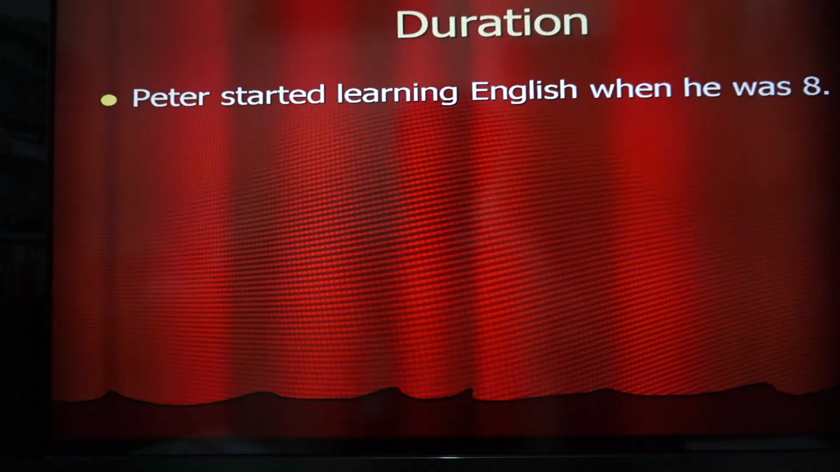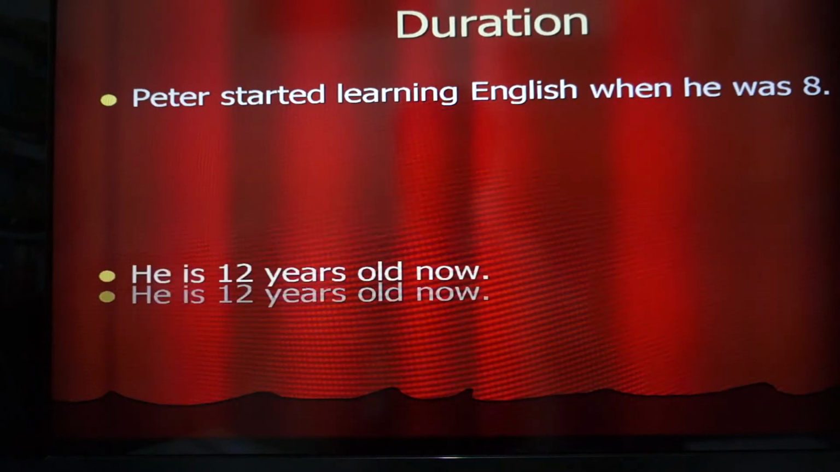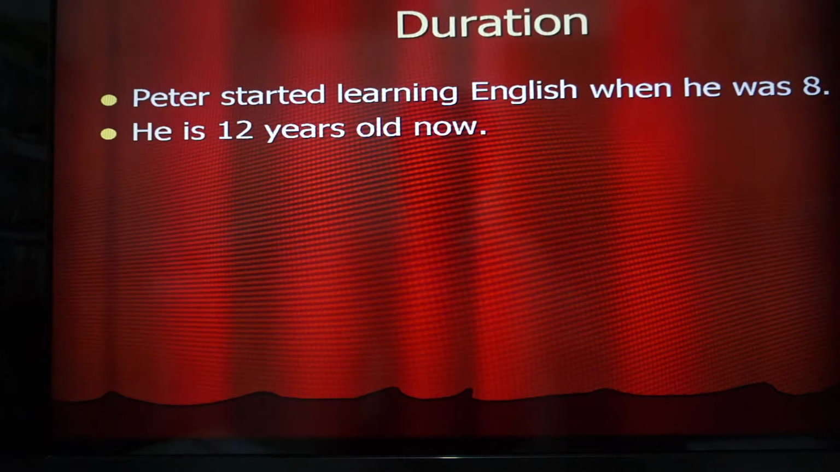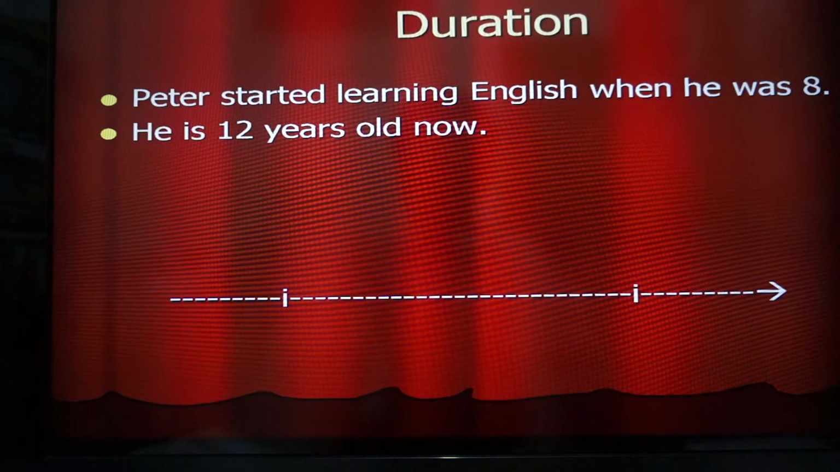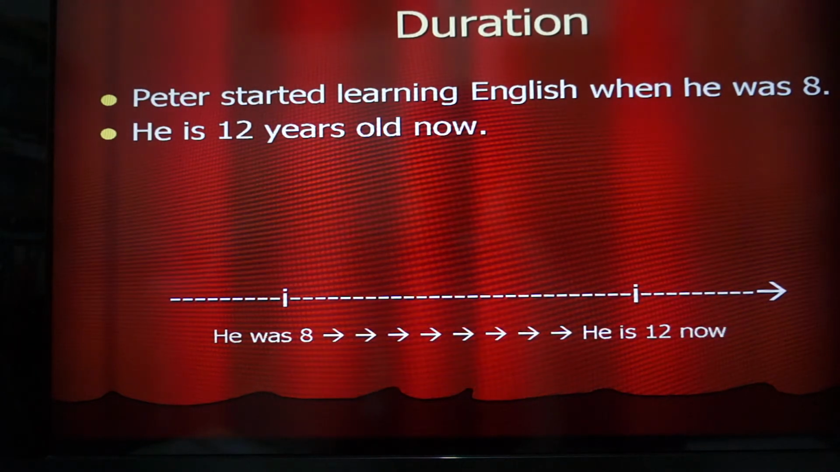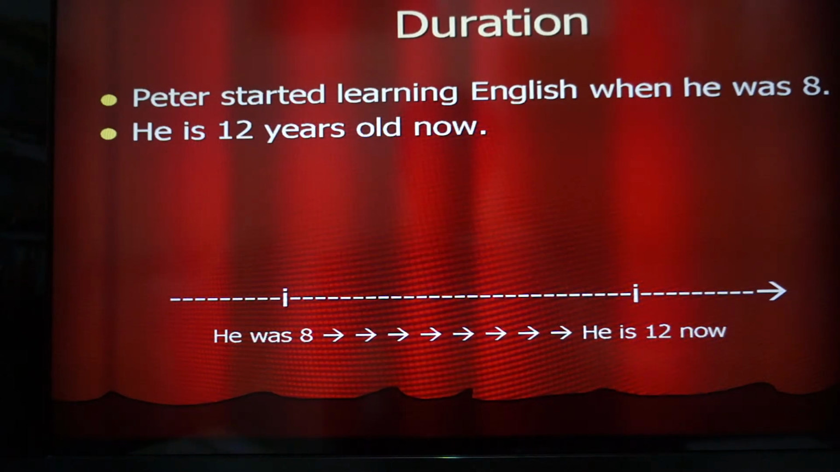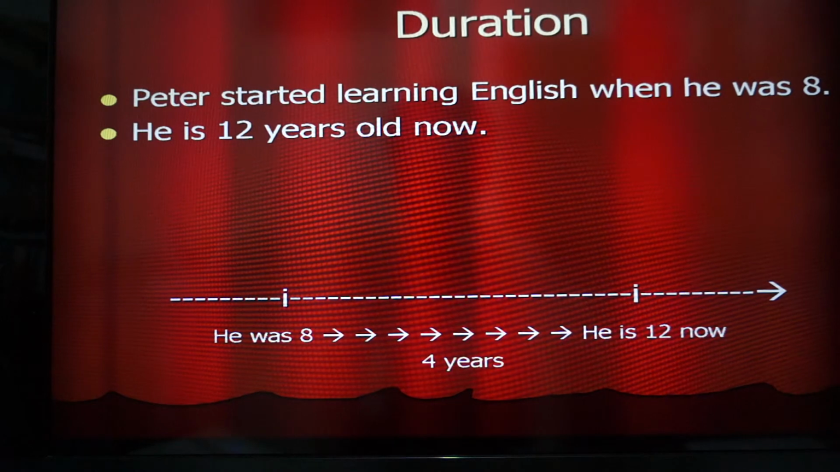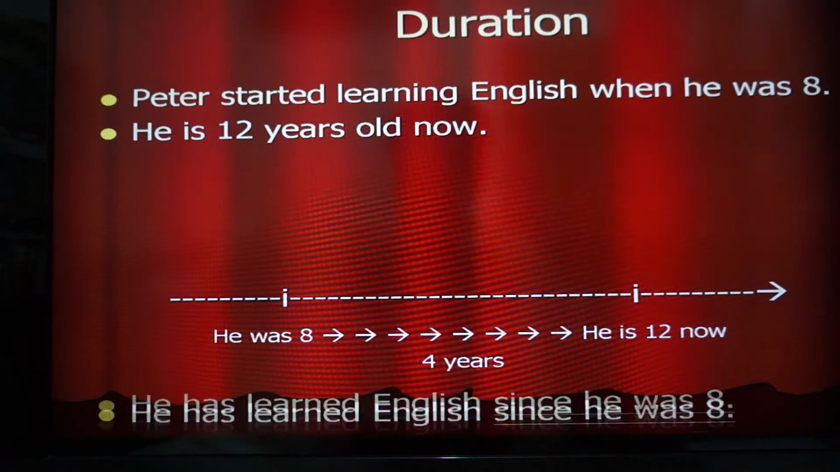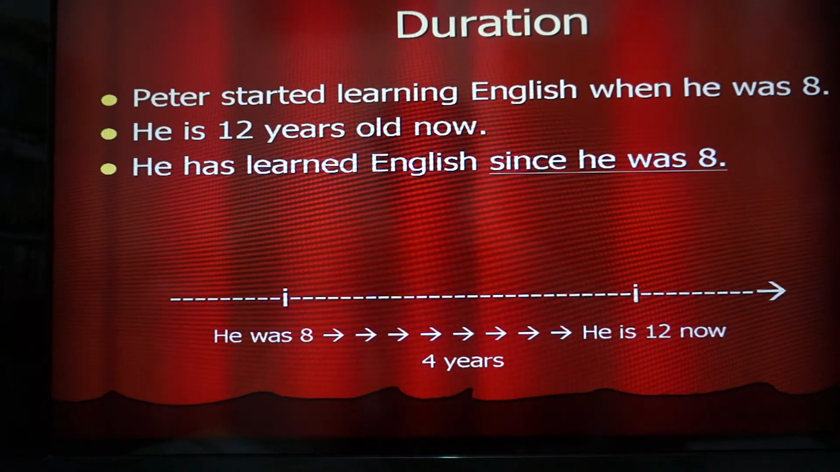Peter started learning English when he was 8. He is 12 years old now. The timeline. He was 8. He is 12 now. He started at some point in the past. He's still doing it right now. 4 years in between, but we cannot use since with the period of time. So we say, he has learned English since he was 8.